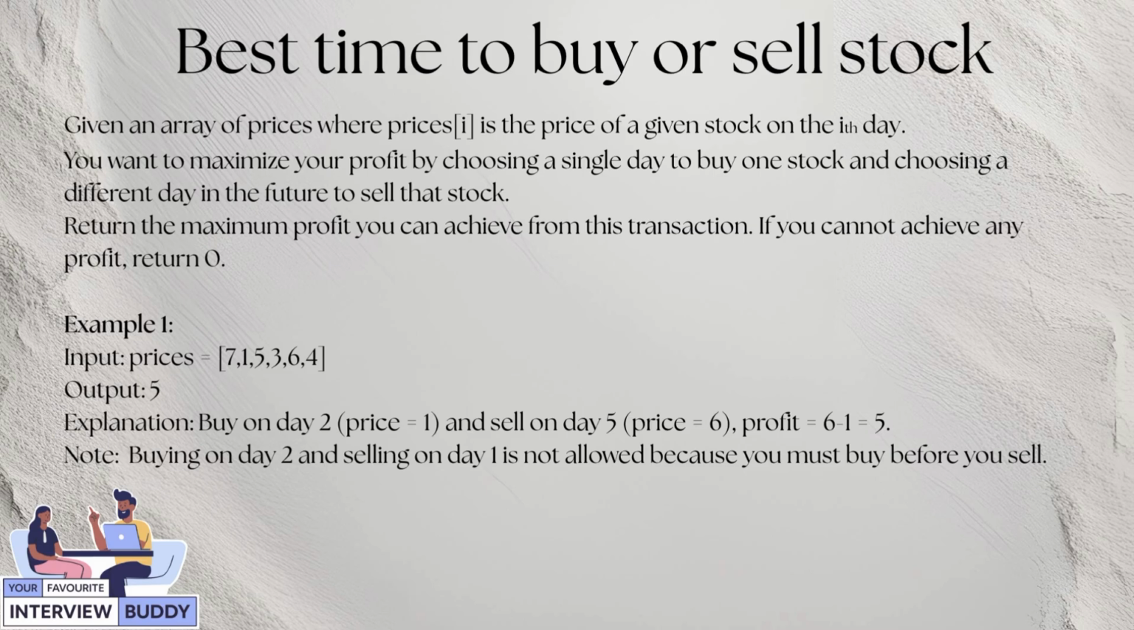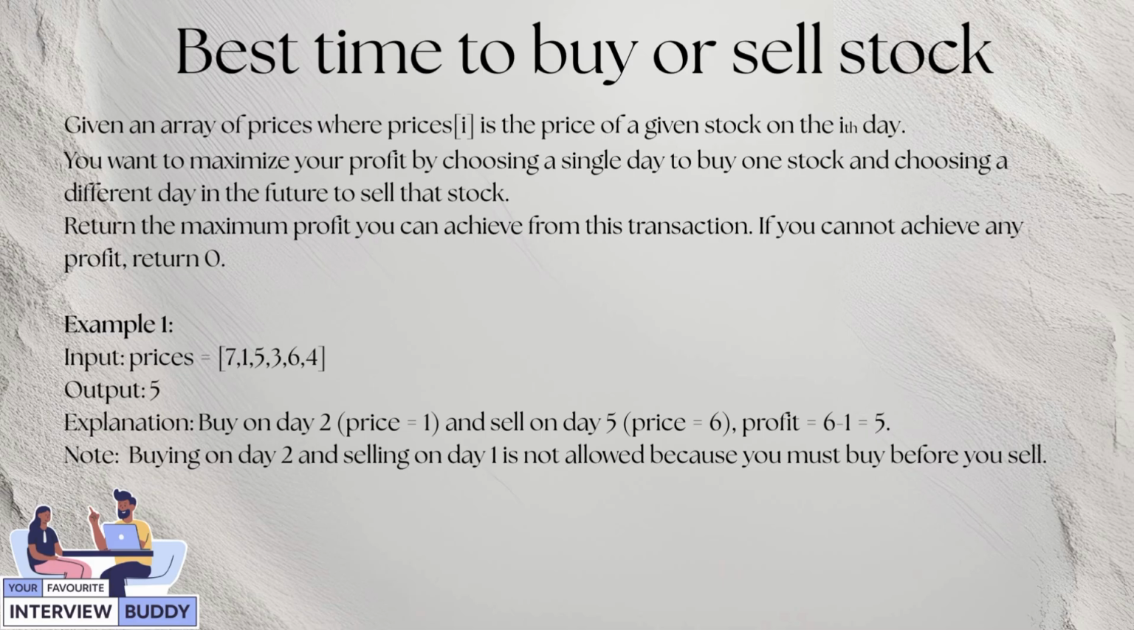The problem states that given an array of prices where prices[i] is the price of a given stock on the ith day, you want to maximize your profit by choosing a single day to buy one stock and choosing a different day in the future to sell that stock. Return the maximum profit you can achieve from this transaction. If you cannot achieve any profit, return zero.